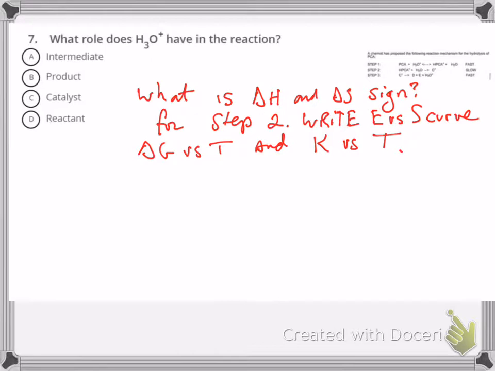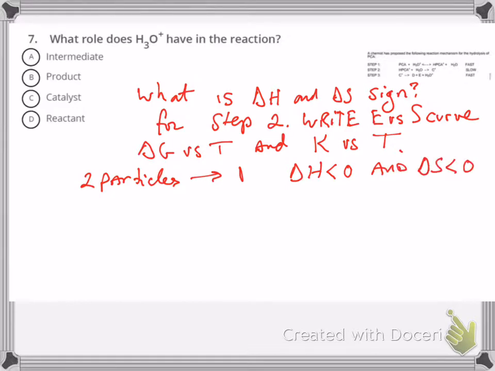So by looking at this, we see that two particles are making one. From an energetic argument, we know that bonds are being formed that weren't present before. So delta H is going to be less than 0, and delta S is going to be less than 0 also. This is probably the clearest analysis for the signs of delta H and delta S, two particles going into one.